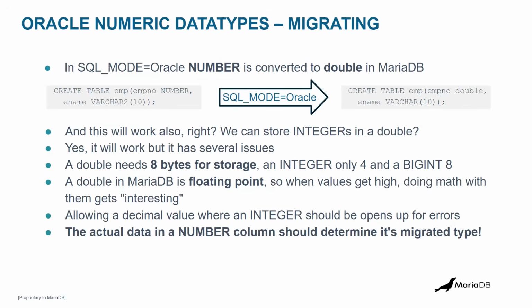Now, the way SQL Mode Oracle deals with this is that if something is declared as number, it doesn't know what to do with it. The closest corresponding type in MariaDB that can store any kind of value, be it floating point or integers or whatever, is a double. So it replaces this with a double, right? This is generally not a terribly good idea. This is likely, as you see in this example, an integer or a big int. That would be a better fit. To know it, though, you have to look at the actual data, and you have to look at the actual data to figure out what you want to migrate this data type to. There's no other way of doing it.